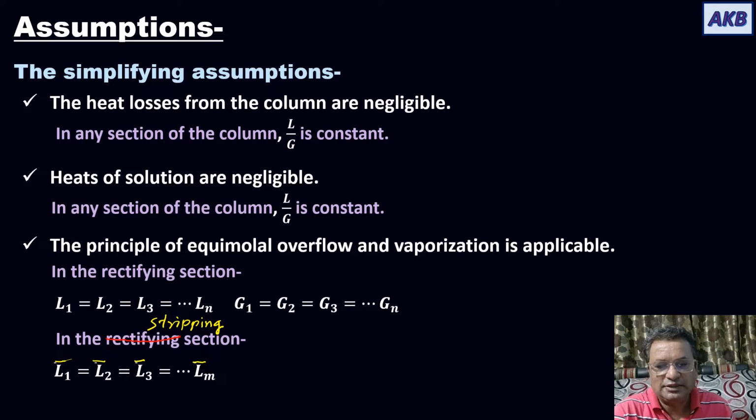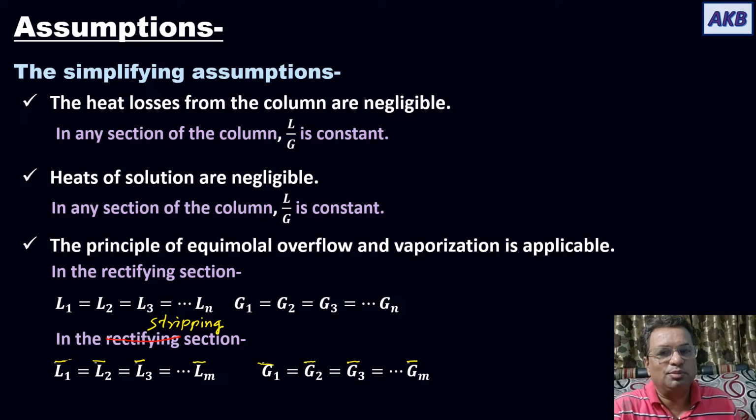L bar indicates that this flow is different from the flow in the rectifying section. So liquid molar flow rate will be constant throughout the stripping section, but it will not be equal to the liquid molar flow rate in the rectifying section. Same is the case with vapor molar flow rate. Vapor molar flow rate is constant throughout the section, but it is not equal to the vapor molar flow rate in the rectifying section. So these are the simplifying assumptions that are made in the McCabe-Thiele method.